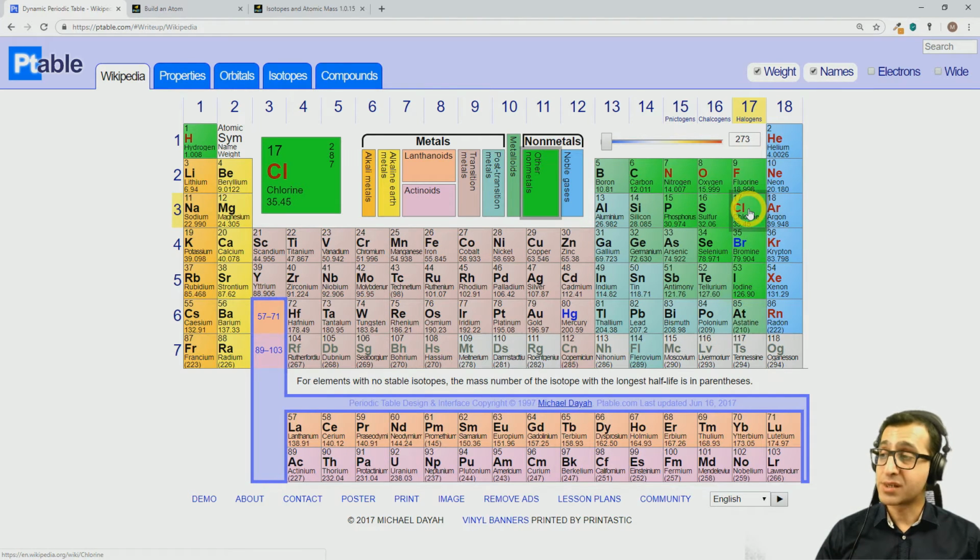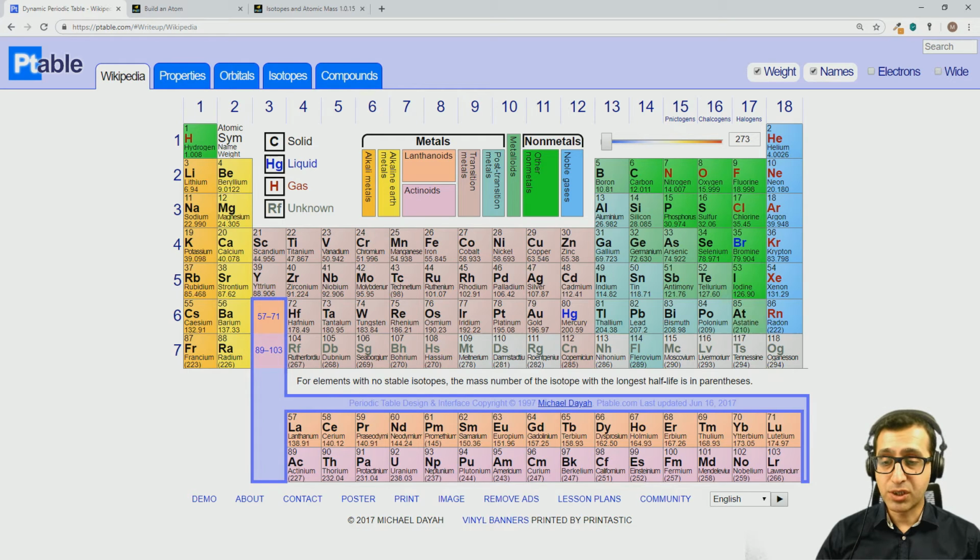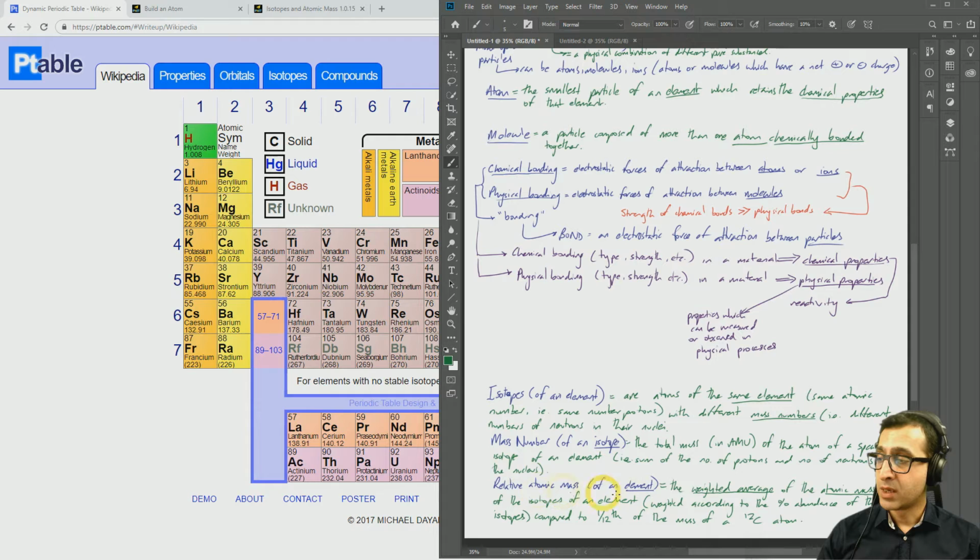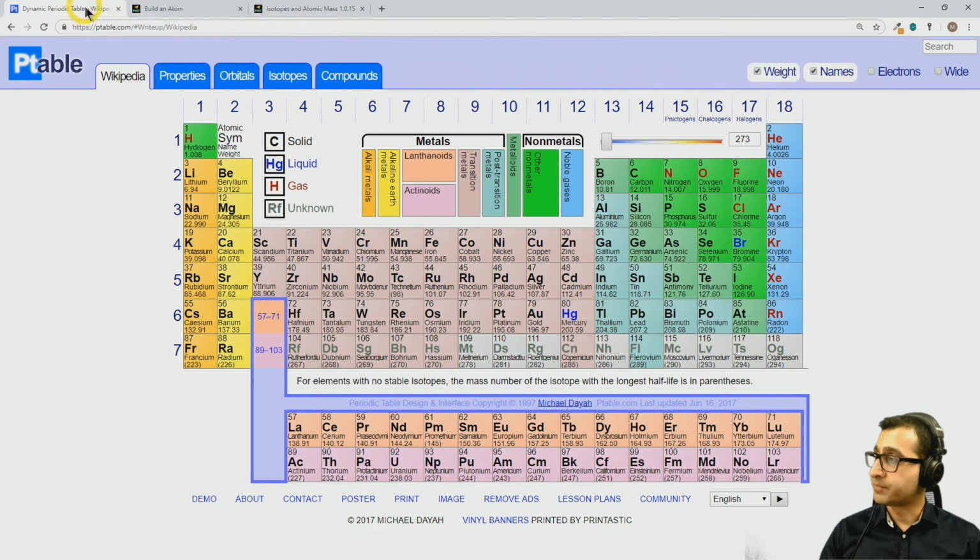The reason for this goes back to the definition that we just talked about in the previous segment of this webinar. The relative atomic mass is the weighted average of the atomic masses of all of the isotopes of the element, and the average is weighted according to the percentage abundance of each one of those isotopes. And so the way that this is done is that different isotopes don't exist in equal amounts.